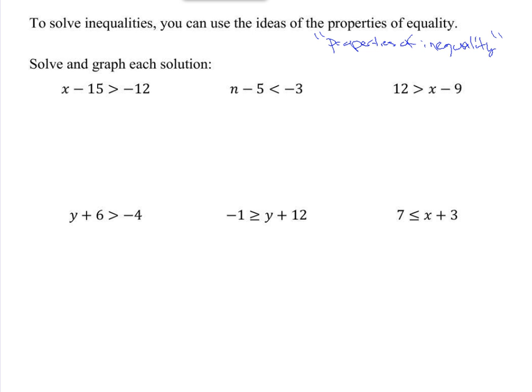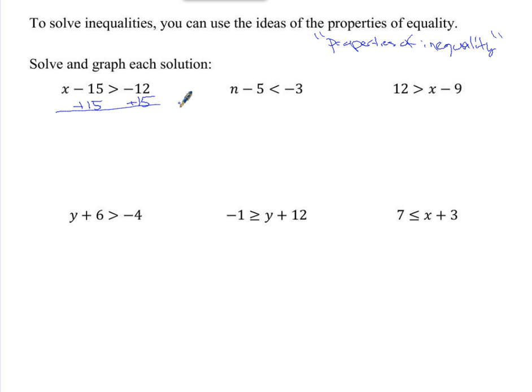So, solve and graph each solution. x minus 15 is greater than negative 12. If this was x minus 15 equal to negative 12 instead of the greater than, then what would we do? We'd add 15 to both sides. We're going to do exactly the same thing with inequalities. So I'm going to add 15 to both sides of my inequality. It works exactly the same. What I do to one side, I have to do to the other.